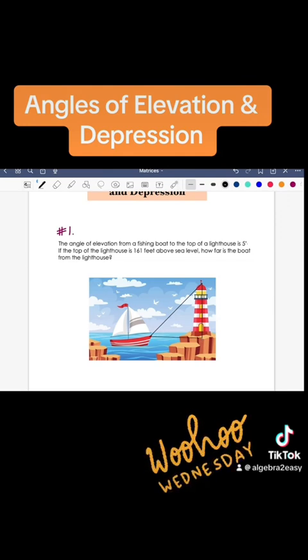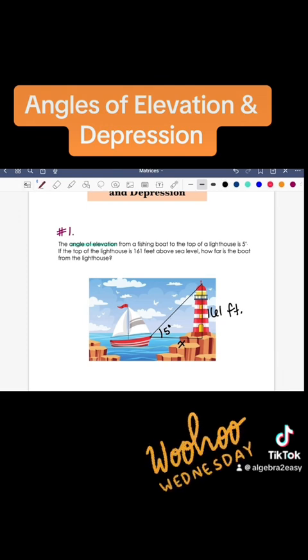So here's my triangle. Here's what we know. The angle of elevation from the boat to the top of the lighthouse. So they're giving you the angle where the boat is located. And notice how it is going up towards the lighthouse. So this is an elevation problem. And we know this angle is 5 degrees. We also know that the top of the lighthouse is 161 feet above the sea level. Well, there's the sea. So they're giving you this leg of the triangle. So this is 161 feet. We are looking for how far the boat is from the lighthouse. So we're going to be looking for this side length here.